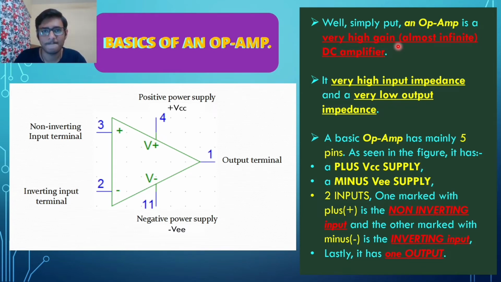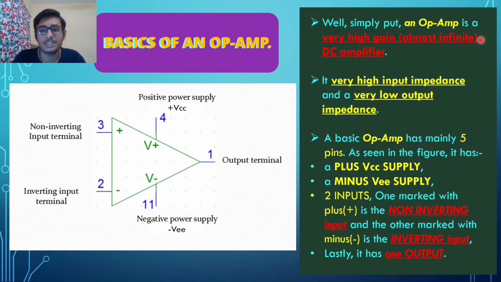It is also written that an op amp has a very high gain. But how much high? Well, theoretically, an ideal op amp has almost an infinite gain. But in real life, the op amps have a gain of almost 10 raised to 5 to 10 raised to 6, which is also very high.